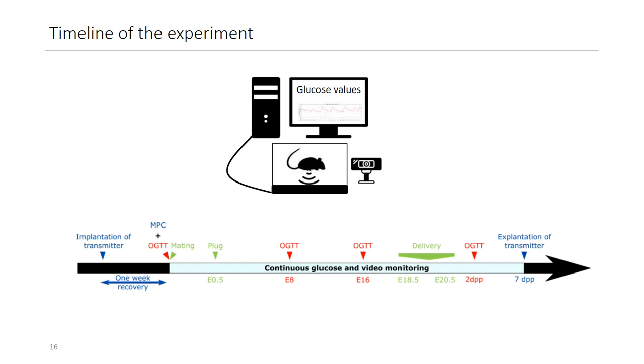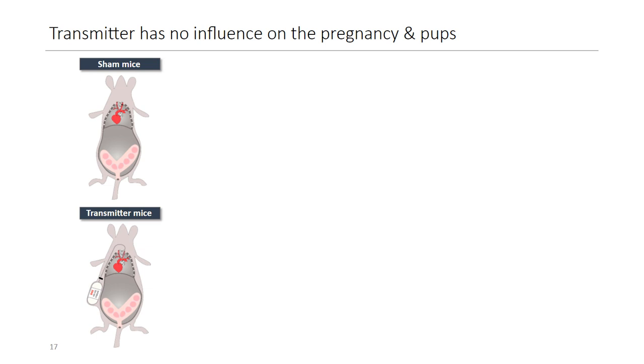So to test the glucose tolerance, we performed 4 glucose tolerance tests, one before pregnancy, two during pregnancy, and one after delivery. Because we were interested whether the transmitter has an influence on the pregnancy or on the pups, we decided to include a sham group. And in the sham group, they also underwent a surgery where the left carotid artery was occluded and a subcutaneous pouch was made.